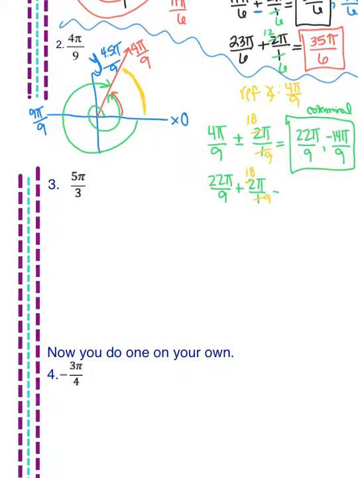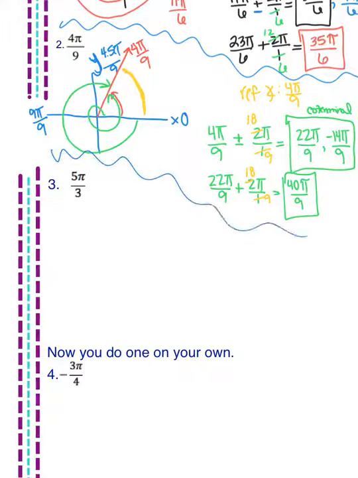So now I'm going to have to add 22 plus the 18. And when I do that, I get 40. So there's another coterminal angle. And in that angle, I would be going around 2 times and then landing at that same terminal side. All right, let's do one more together, and then you're going to do one more on your own.